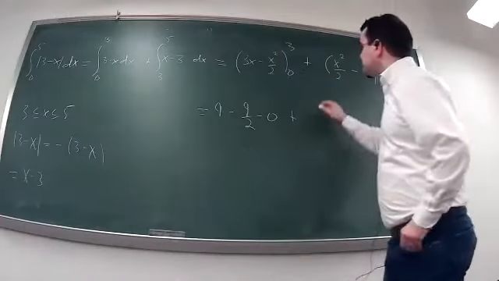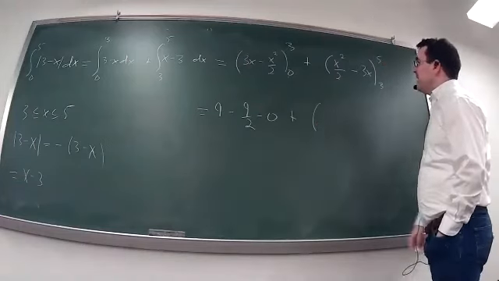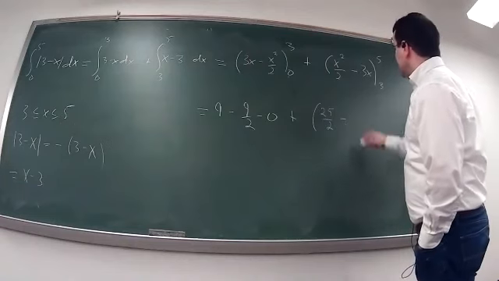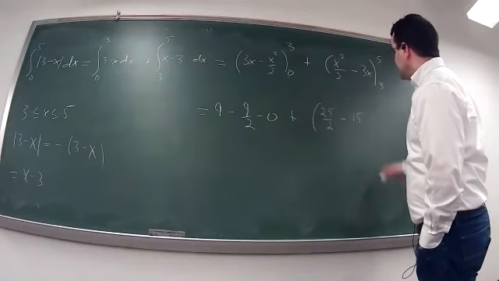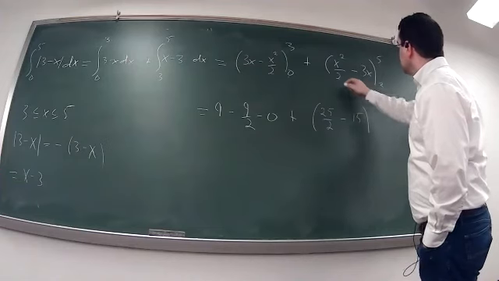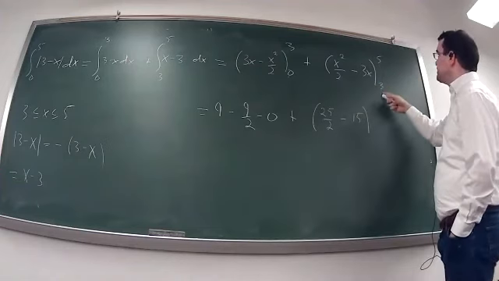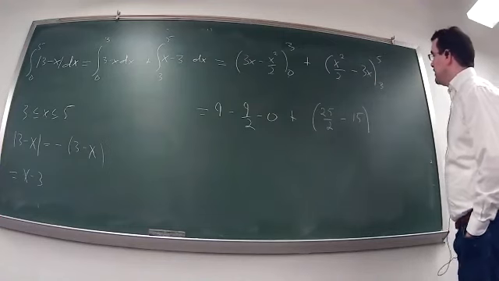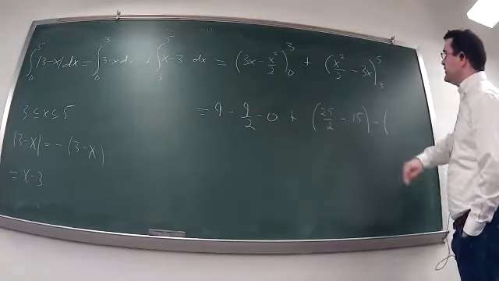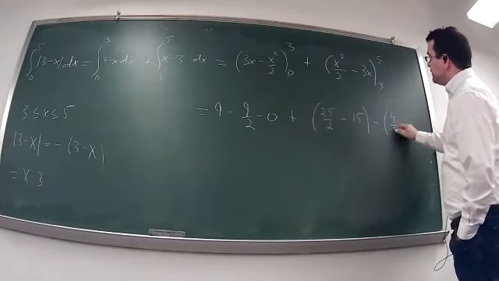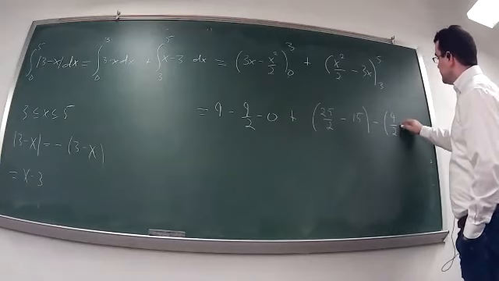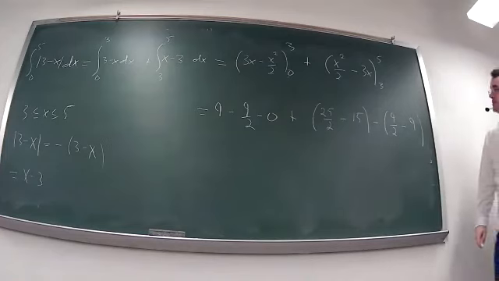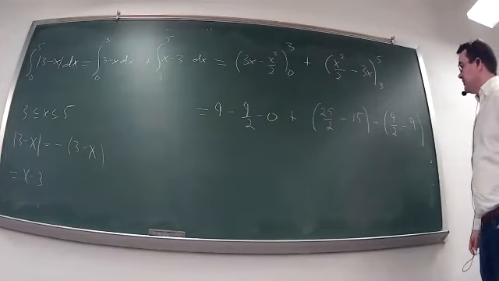This one, plugging in 5, I get 25 over 2 minus 15. So I'm doing b minus a, so plugging in 5, 25 over 2 minus 15, and then subtract, plugging in 3, which gives me 9 halves minus 9.